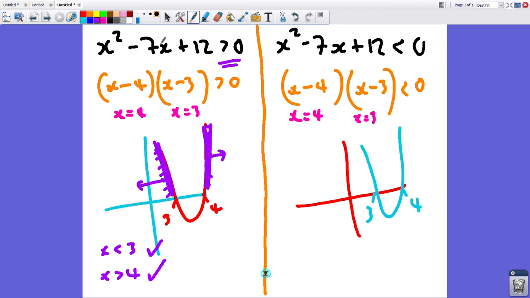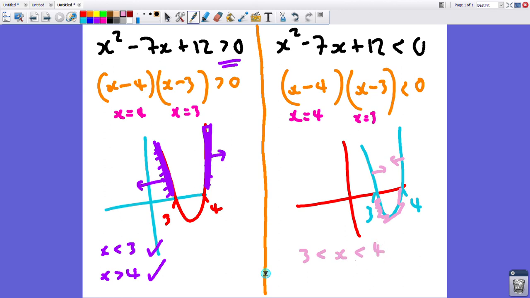Going to the right-hand side now, where is this graph less than 0? Well, it's less than 0 below the x-axis, so it's less than 0 in this region here. That region can be described as everything rightwards of x equals 3 and leftwards of x equals 4. In other words, it's when 3 is less than x, which is less than 4.